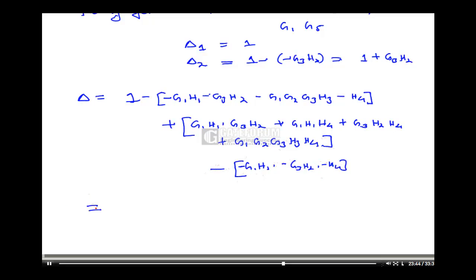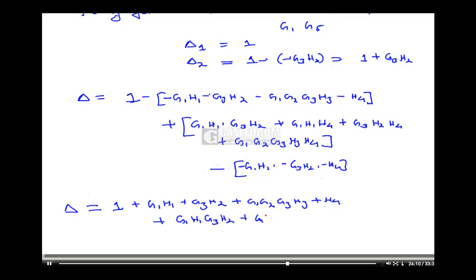Okay. So the overall delta is equal to 1 plus G1 H1 plus G3 H2 plus G1 G2 G3 H3 plus H4. This is for the single loops. Then two loops at a time: G1 H1 G3 H2 plus G1 H1 H4 plus G3 H2 H4 plus G1 G2 G3 H3 H4 plus G1 H1 G3 H2 and then H4. This is my delta. Okay.